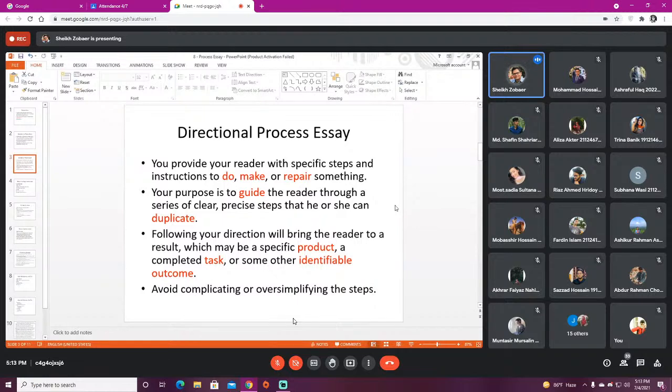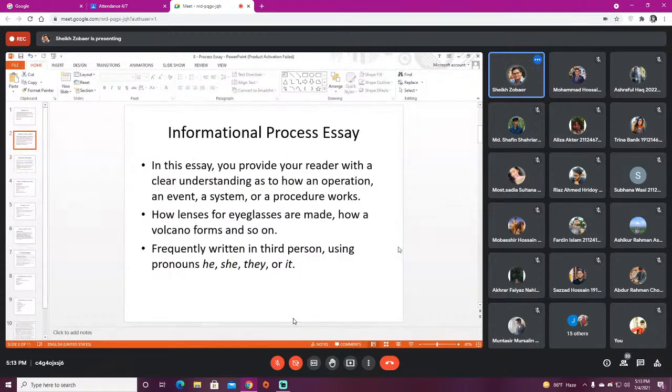So the main difference is that with an informational process essay, you discuss how something works, but you probably cannot replicate it. I should use the word discuss, because description is only for descriptive essay. You can discuss how the solar system works, but can you create a whole solar system on your own? No, you can only analyze it and discuss how it works.